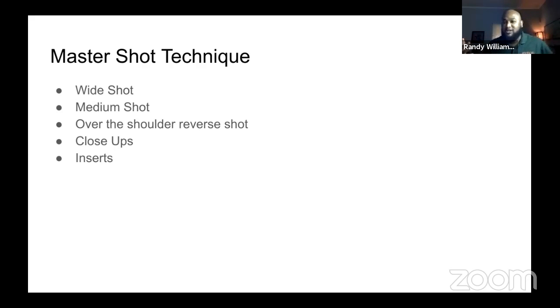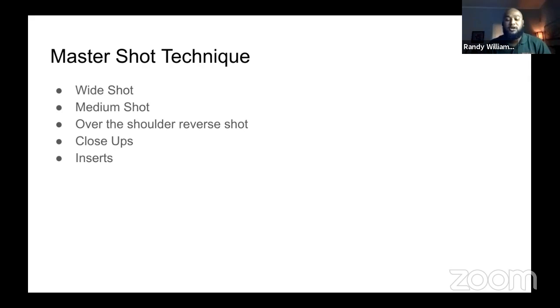So I would do the master shot of me making the coffee. Then I would do a close-up of me making the coffee. Then I would do an insert of me grabbing the K-cup out of the box, and then another insert of me actually putting the K-cup in the Keurig, and then another shot of me hitting the buttons on the Keurig. So that's how you would get everything you need for your scene.